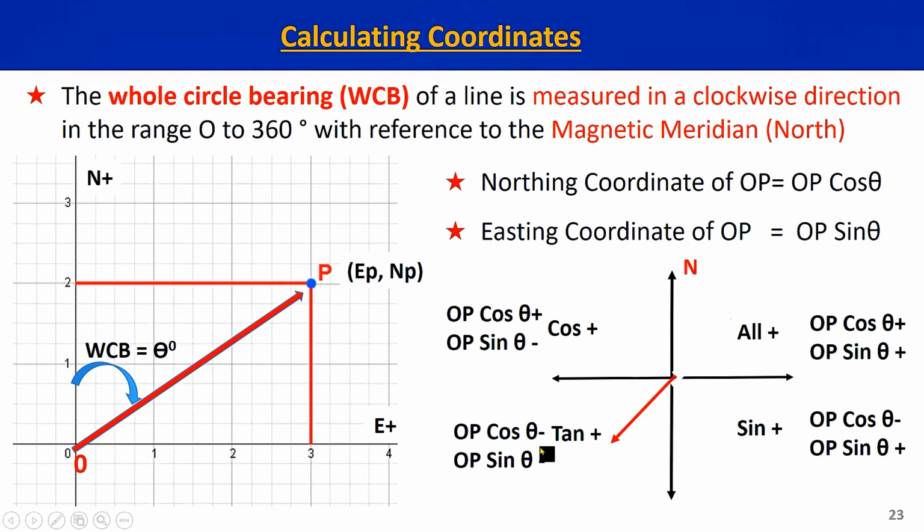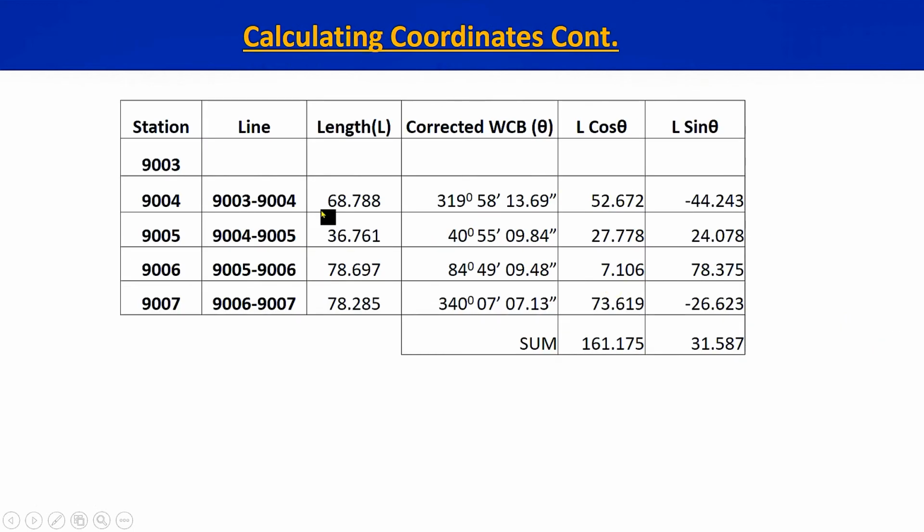In the third quadrant, only the tan values are positive and both sin and cos values are negative, right? And then in the second quadrant, only the sin values are positive. When you take the OP cos theta, it is positive, OP sin theta negative. Remember, these angles are measured clockwise from the magnetic meridian. Now we can find out all the partial coordinates, L cos theta and L sin theta, for particular lines.